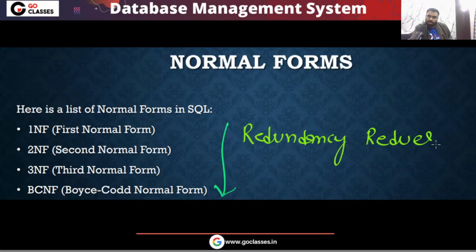Okay, when we go in this direction, it means if you convert your database into BCNF, then redundancy will reduce. Let's assume that your database is in first normal form. Now if you convert this into second normal form, then redundancy will reduce. If you convert 2NF into 3NF, then redundancy will reduce more. If you convert 3NF to BCNF, then even more redundancy will reduce. The point is, in this direction, the redundancy will reduce.